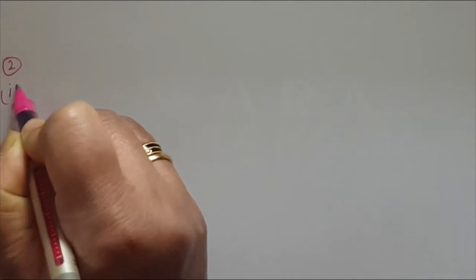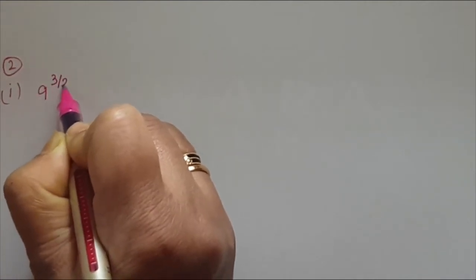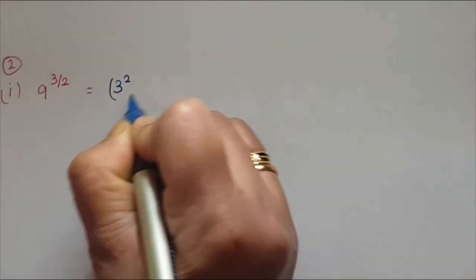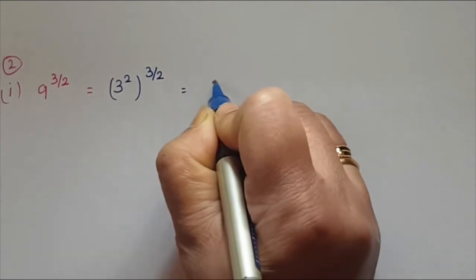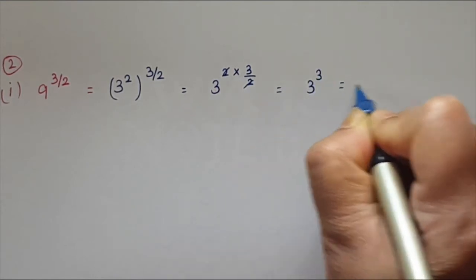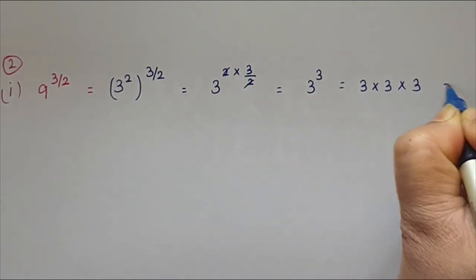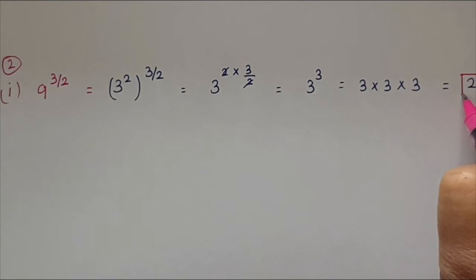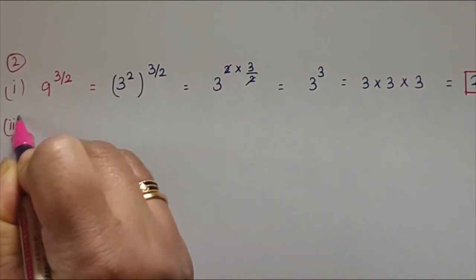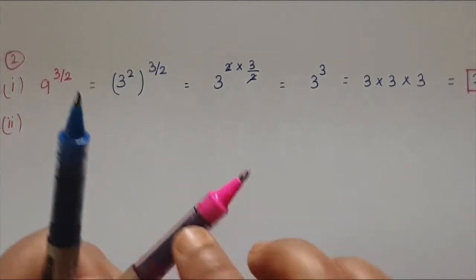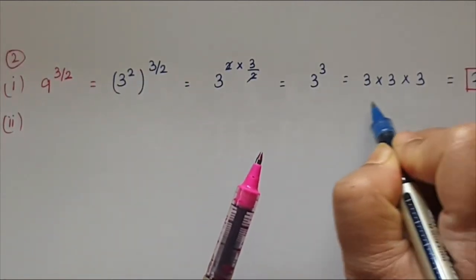First part, 9 power 3 by 2. 9 can be written as 3 square the whole power 3 by 2. So 3 power 2 into 3 by 2, 2 get cancelled, we get 3 cube, which can be written as 3 into 3 into 3, equal to 27. The answer is 27.